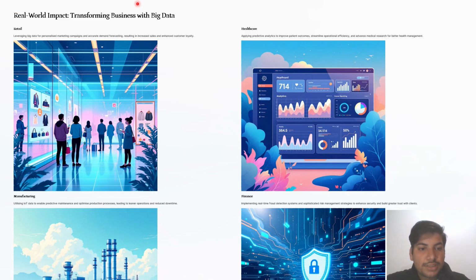Here you can see that in the retail market a lot of data is present. In healthcare you can analyze the data, and also you can analyze the manufacturing field, and also the financial. Now we move to the next slide.